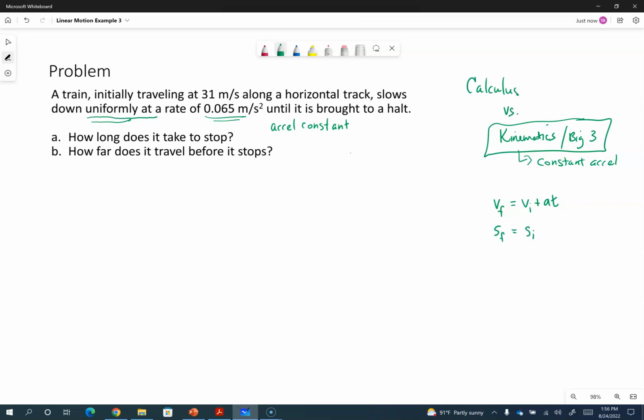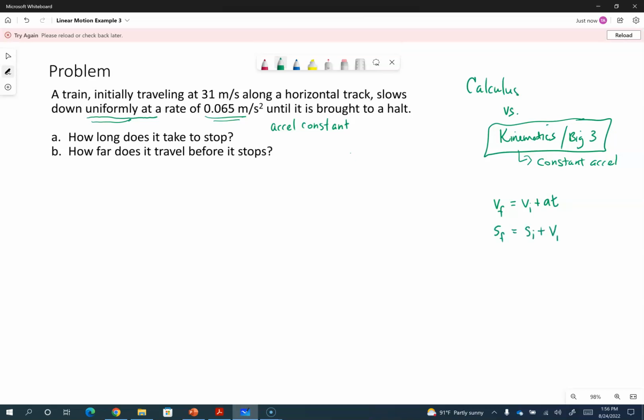We could totally write, instead of S, we could write X. Since we know this train is moving horizontally, that's totally valid. We could say X final is equal to X initial plus V initial t plus 1/2 AT squared. Whichever way you like it better, run with it. Our author just keeps them generic in terms of S, which is why I often will write it in terms of S, but X works just as well.